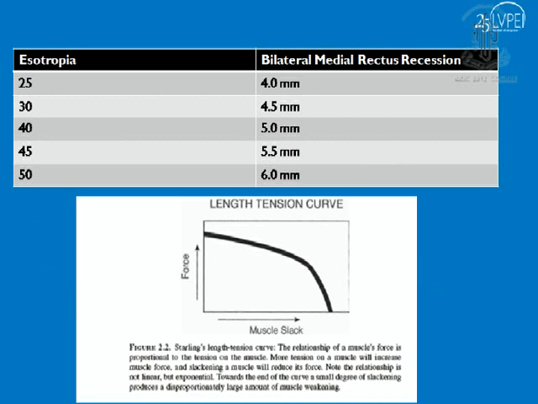To take a decision, we have to remember the Starling's length tension curve. The Starling's length tension curve tells us that the amount of muscle slackening that is produced remains predictable over a fairly linear range, but once that critical value is achieved, the amount of slackening produced will be exponential. For example, for a medial rectus, if we do more than 6.5 millimeters of recession, that is nearly about 11.5 to 12 millimeters from the limbus, at that point the amount of correction will be unpredictable. So we should try to confine ourselves to such physiological limits.